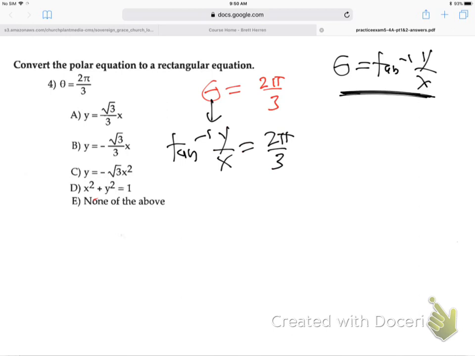And then, excuse me, getting over a cold and all this talking isn't helpful. Now, just take regular tangent of both sides.